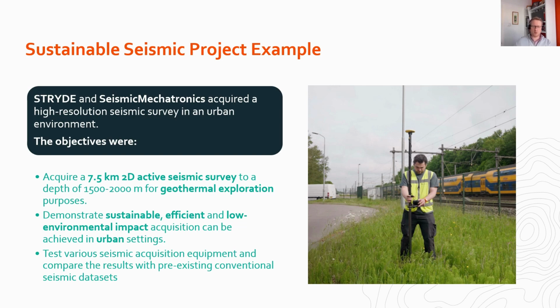Now, the objectives for this project were to acquire this 7.5 kilometre 2D line, which was to support a district heating programme, with the seismic data being used to determine the heat layer in the subsurface, but also to build up this knowledge of the subsurface ahead of drilling. We also wanted to demonstrate that low cost, sustainable and low environmental impact surveys can be acquired in urban settings through the technology used. And finally, we wanted to test various seismic acquisition equipment and compare the results and data from this equipment with an existing conventional survey which had been acquired in the area.